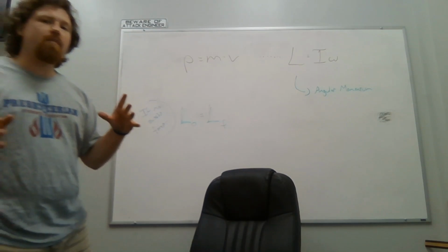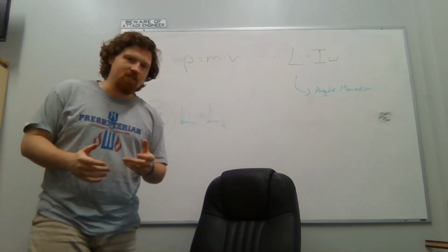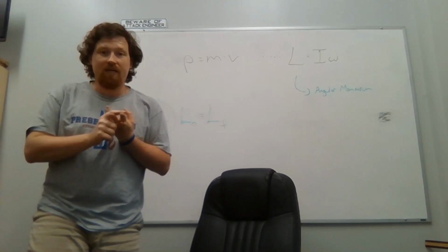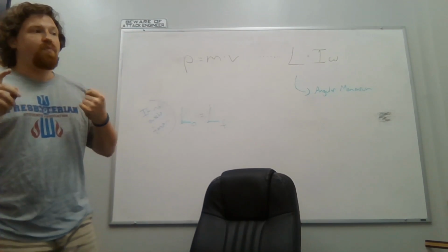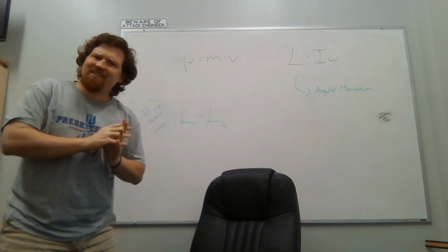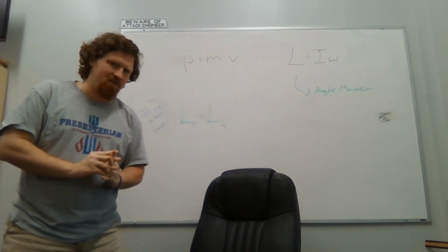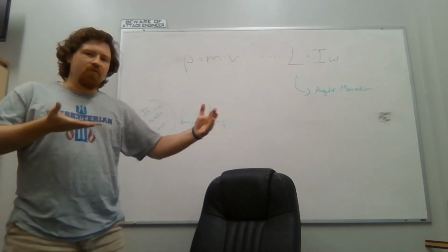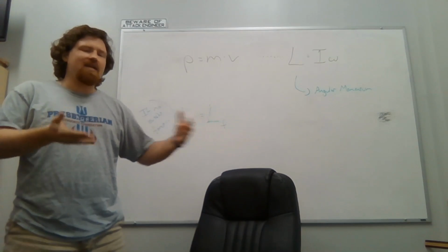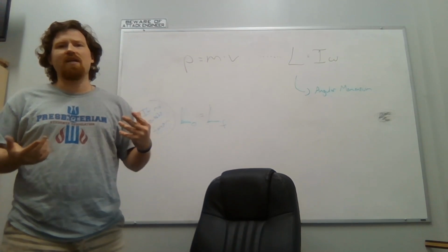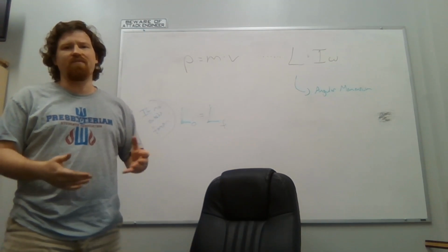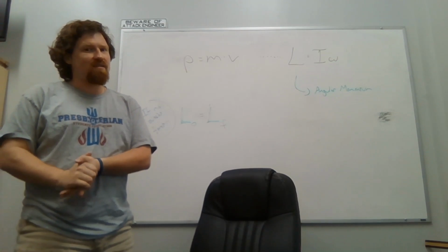The thing about linear momentum is it depends on linear mass and linear velocity. And an object's linear mass can't really change. If an object is moving, it's going to keep its same mass, because if its mass changes, it lost part of itself and it's no longer really the same object.